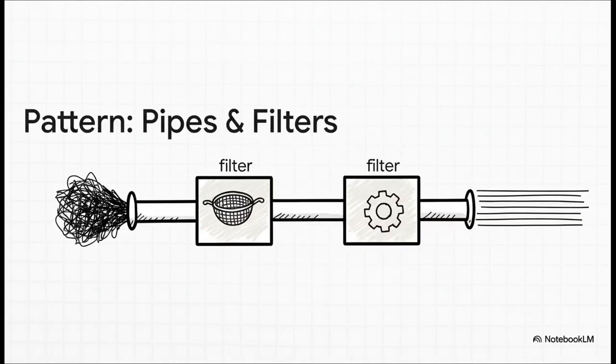Next, we've got pipes and filters. The best way to think about this is like an assembly line. Data comes in one end, it goes through a series of stations. Those are the filters, and each station does one specific job to it before passing it down the conveyor belt, the pipe, to the next one. This is perfect for systems that do step-by-step processing, like a compiler turning your source code into a program.